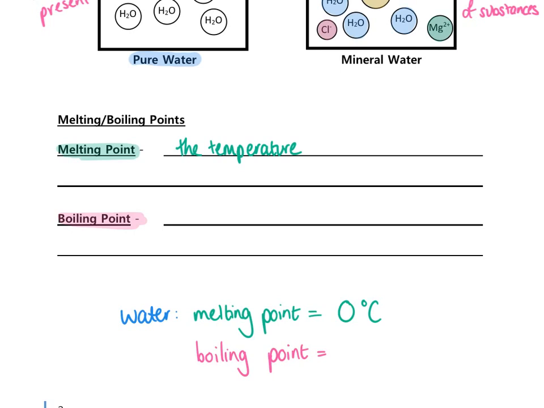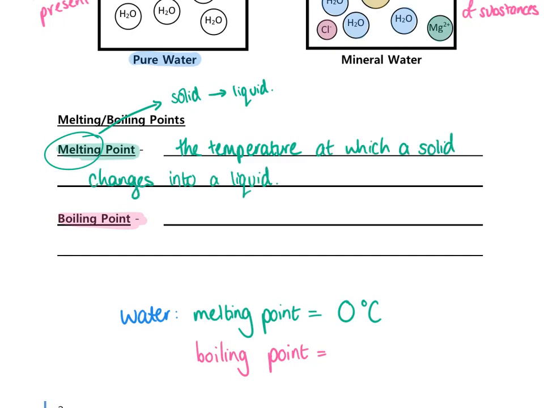But what happens at that temperature? Well, at that temperature, we see that melting happens. But what is melting? What does melting mean? Well, melting is when a solid is changed into a liquid. So that needs to go in our definition. So not the temperature at which it melts, but the temperature at which a solid is changed into a liquid. So you can see how we've made a much better definition here.